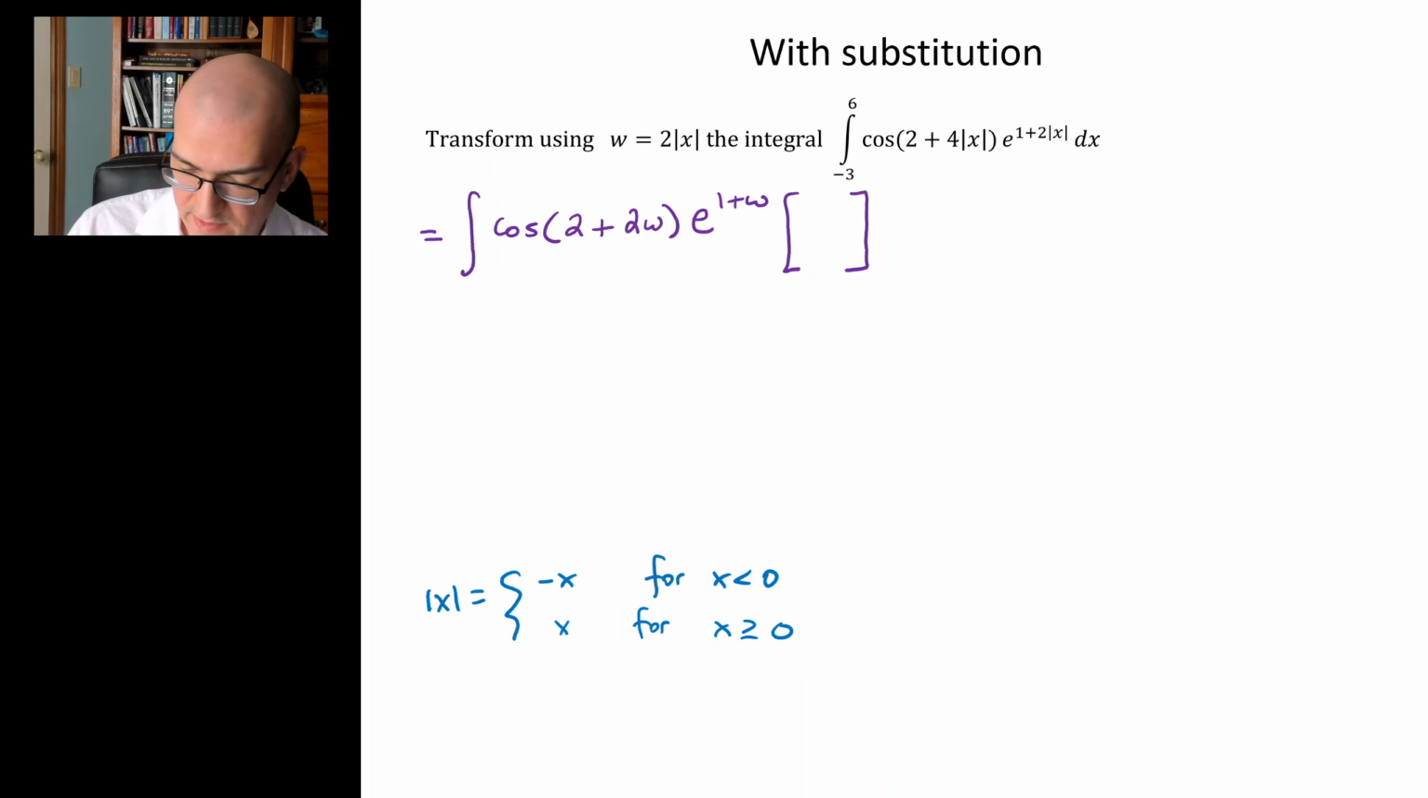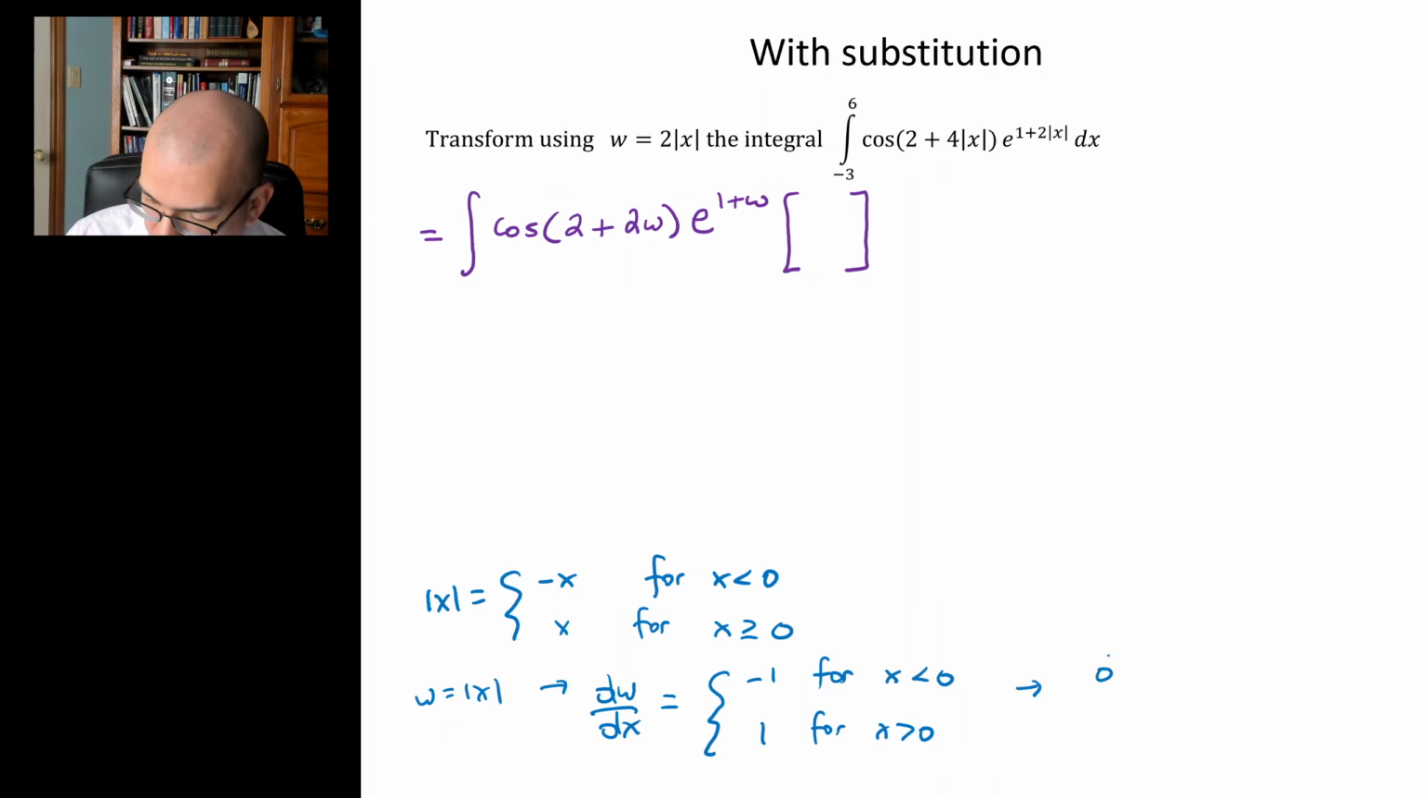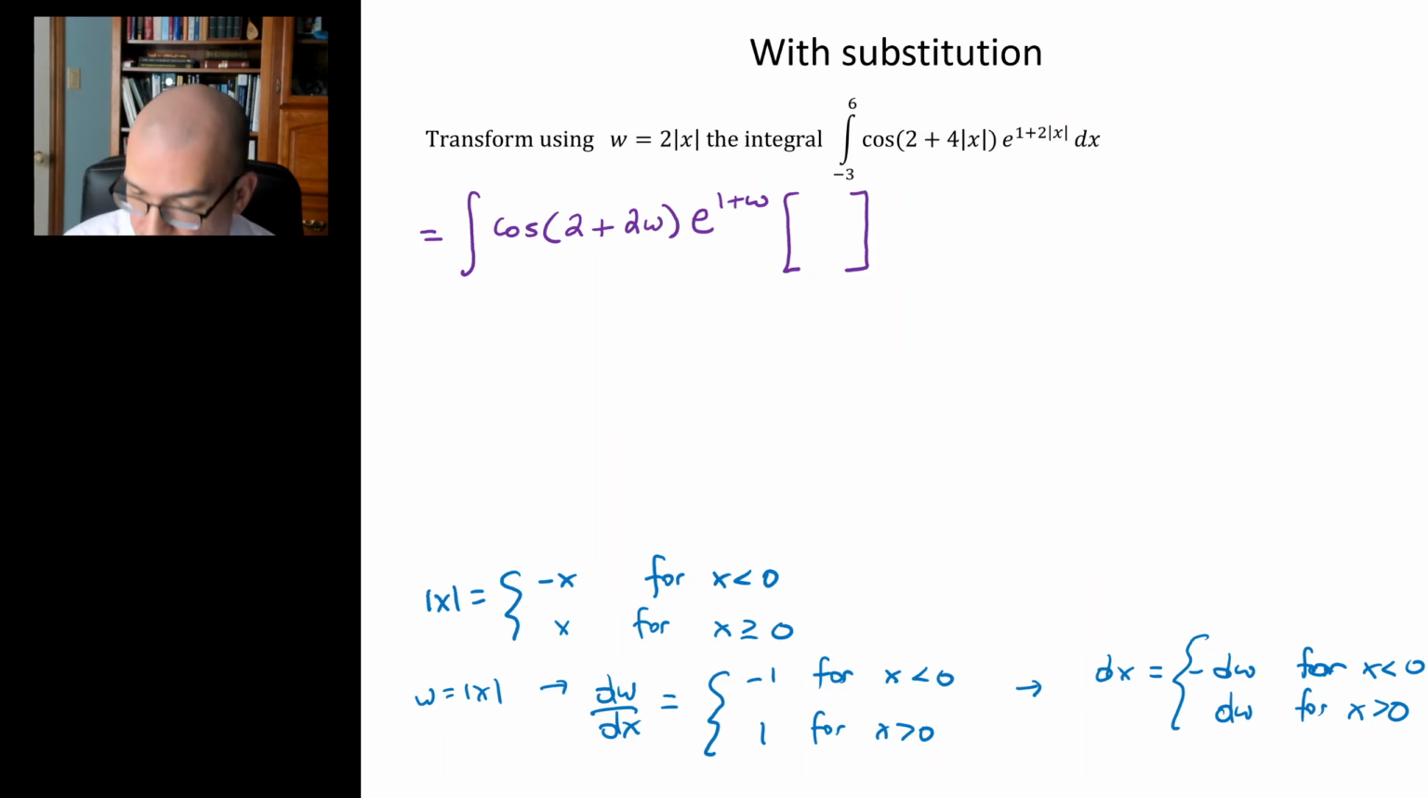So when I take the derivative, if w is equal to the absolute value of x, then dw by dx is going to be a piecewise function. It's going to be negative 1 for x less than 0 and positive 1 for x greater than 0. That means dx is equal to negative dw for x less than 0 and positive dw for x greater than 0. So we need to split our integral up. We need to split it at 0.